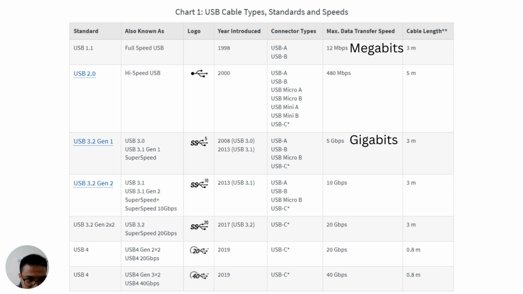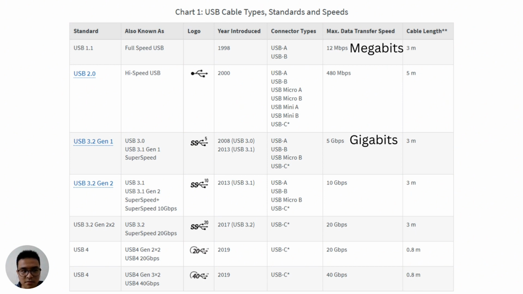And the next one is USB4, also known as USB4 20 gigabits per second, and the logo has a 20 at the front. It was introduced in 2019, its connector type is USB-C, its max data transfer speed is 20 gigabits per second, and its cable length is 0.8 meter.